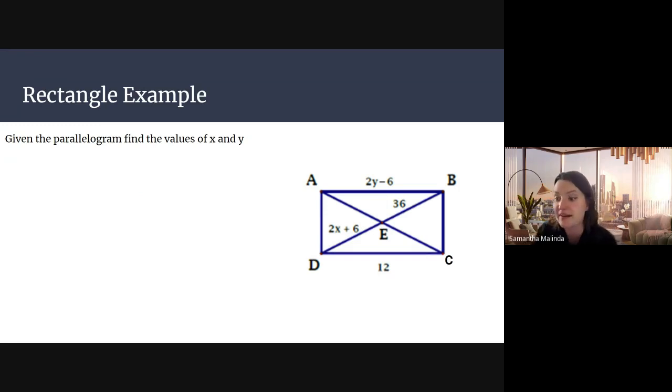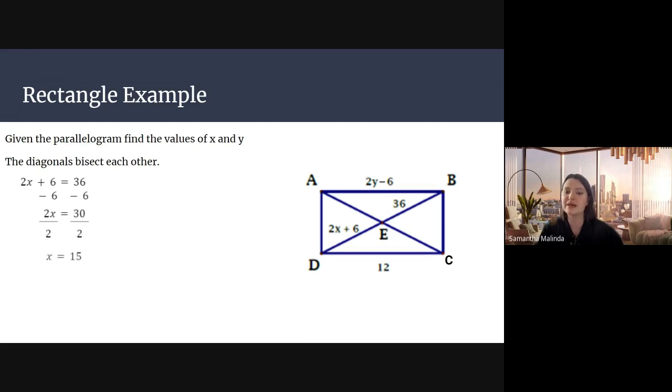As you see, we have the diagonals and we have the side lengths. We are given some information there, and we want to solve for x and y. The diagonals bisect each other, so that means we know D to E is equal to E to B. So we can set those two expressions equal to each other. We subtract 6, divide by 2, and we get x equals 15. Again, that is given from the property that diagonals bisect each other.